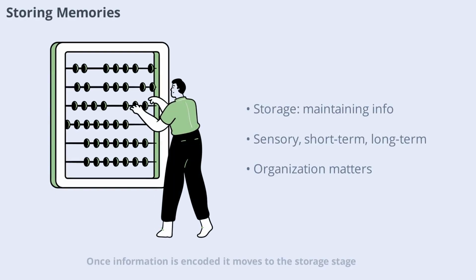Once information is encoded, it moves to the storage stage. Storage refers to maintaining information over time, whether for a few seconds or a lifetime. Cognitive psychologists distinguish between different types of memory storage: sensory memory, short-term memory, and long-term memory. Sensory memory holds information briefly, short-term memory retains it for seconds to minutes, and long-term memory stores it for extended periods. The way information is organized and rehearsed in these stages affects how well we remember it. Let's explore these types of memory in more detail.